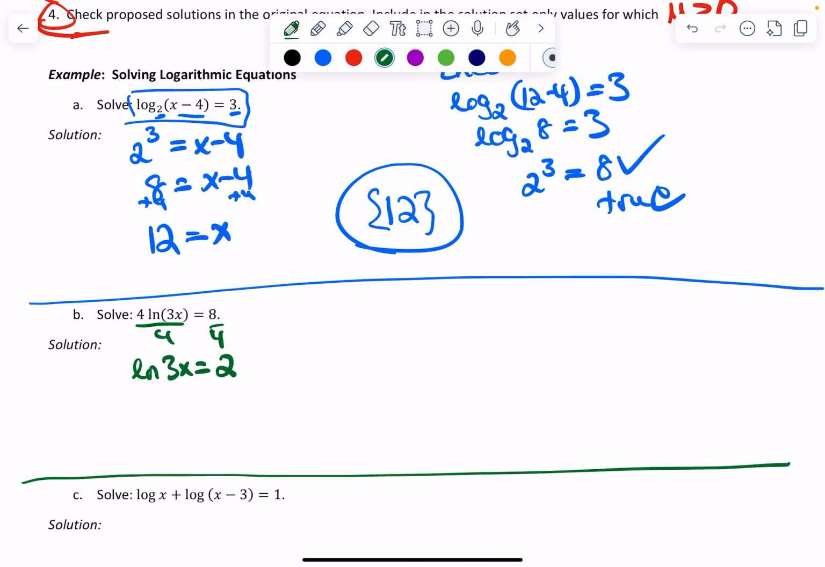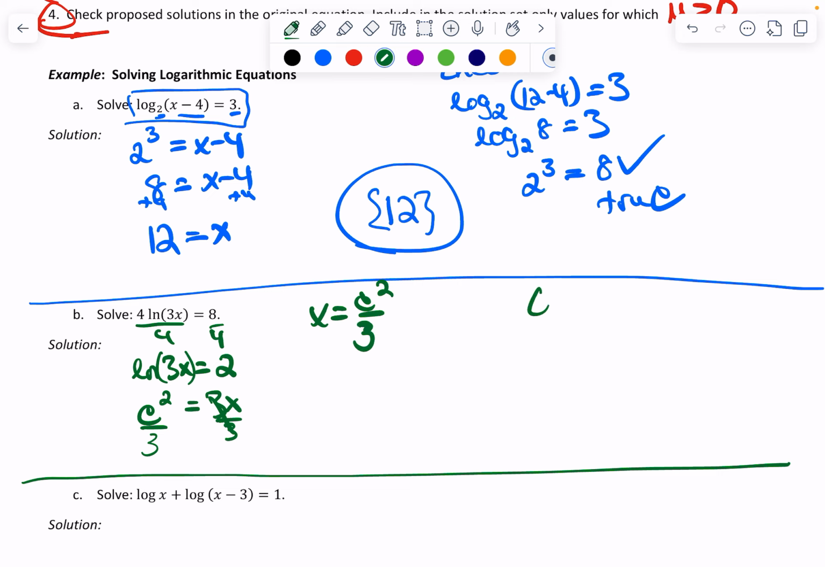Our base is e, the natural base. Now 3x should be inside parentheses. Our base is e. E to the power of 2 equals 3x. Now, we need to divide by 3 to solve for x. So we get x equals e squared divided by 3.